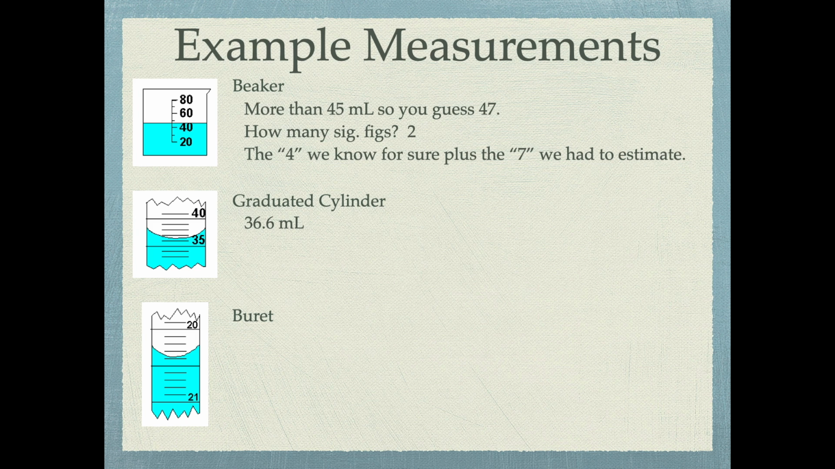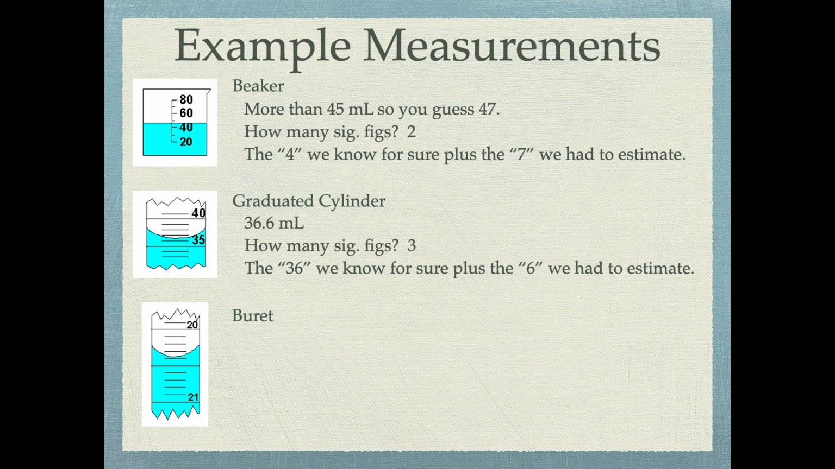How many sig figs is that? 3, right? It's 3 sig figs because there are 3 digits there, and there's no zeros involved, so that's very helpful. But the 36 we knew for sure, plus the 6 that we had to make our estimate on. Okay. Now the buret. This one's a little different. This one you actually measure downwards, so it reads from the top down. You still measure to the bottom of the meniscus, but the scale goes from the top down.